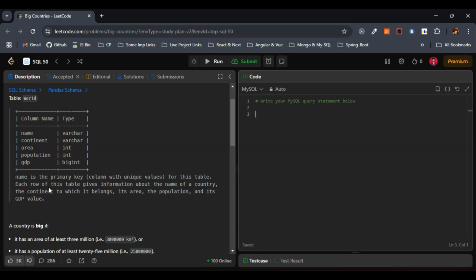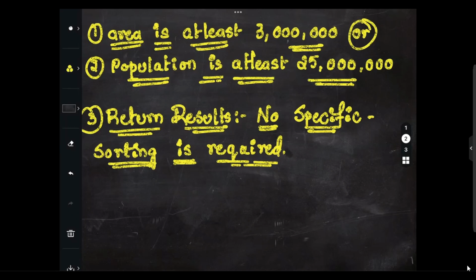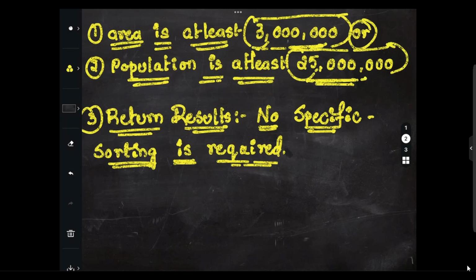Let's discuss the approach first and then write the SQL query. First we will select the required columns, meaning we need name, population and area from the World table. The second thing is we will filter the big countries. We will make use of the WHERE clause to check these conditions: area is at least 3 million square kilometers or population is at least 25 million.